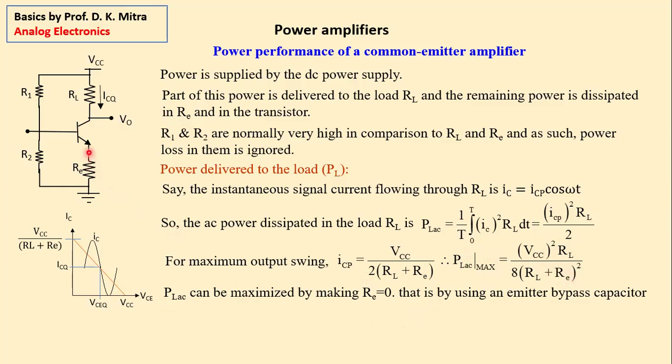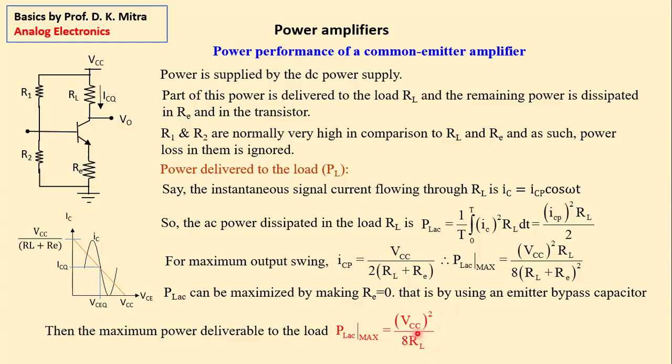Now, this maximum possible power can also be maximized if I make R_E zero. That is why this emitter resistor will always have a bypass capacitor. In that case, the maximum power deliverable to the load will be V_CC square by 8 R_L. Please remember this figure. This is the maximum power that this amplifier can deliver to the load.